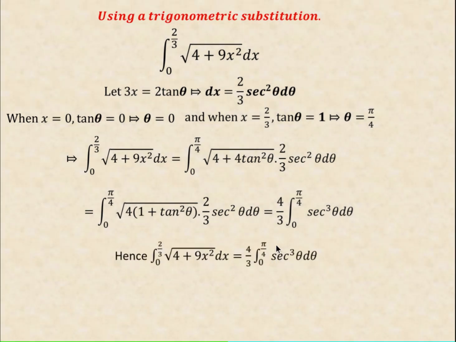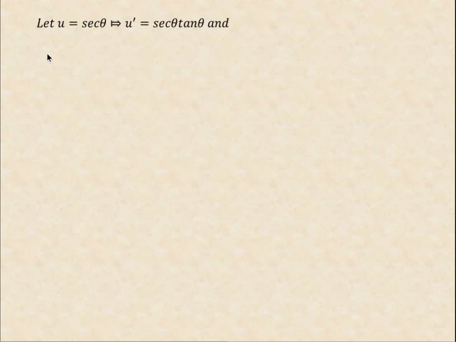So in order to integrate sec cubed theta d theta, we need to break it down into the product of sec squared theta and sec theta, so that we can then use integration by parts in evaluating the integral. To start the integration by parts, we let u be sec theta, so that u prime would be sec theta tan theta, and we also let v prime be sec squared theta, so that the integral of sec squared theta would give v as tan theta.